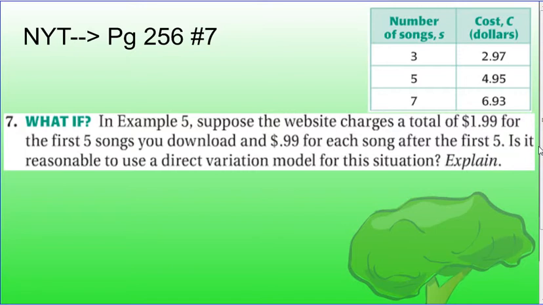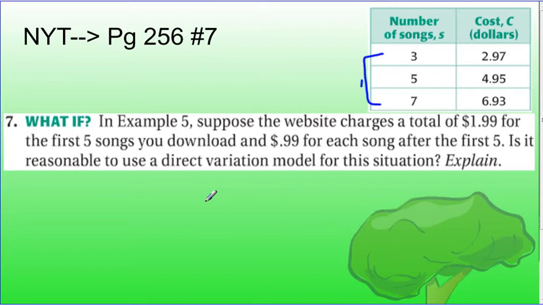Okay, so you see it uses the same information that we used in the example we did. It says, suppose in that example, the website charges a total of $1.99 for the first 5 songs you download, and 99 cents for each song after the first 5. Is it reasonable to use direct variation to model this situation? So this is more of a thinking problem. If they charge you $1.99 for the first 5, and then 99 cents for every song after that, would that be direct variation? Would buying each song give you the same slope?